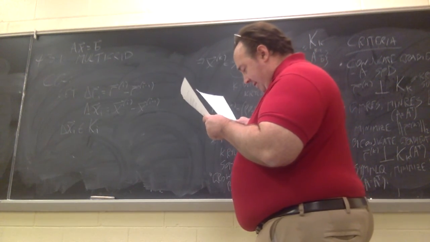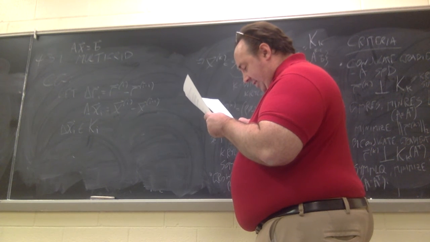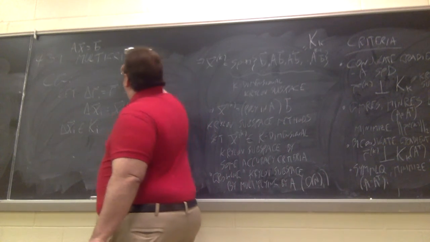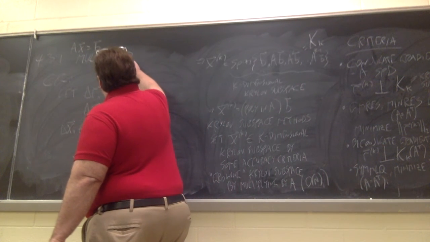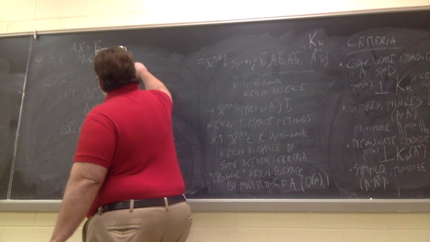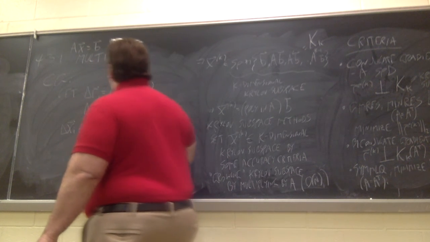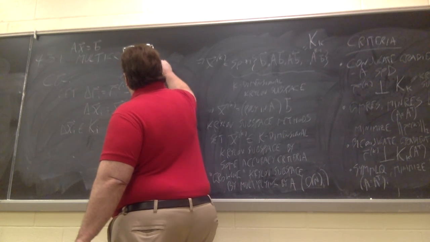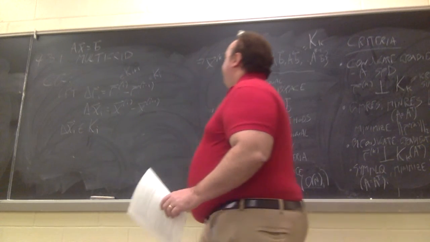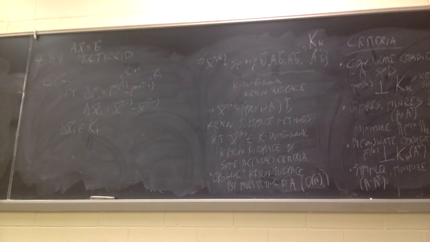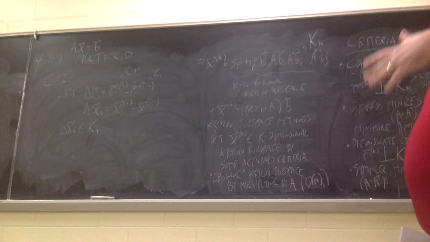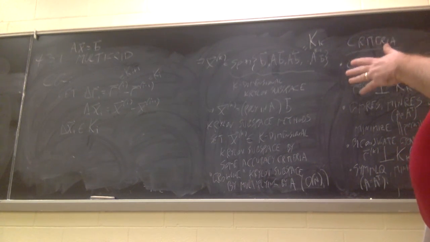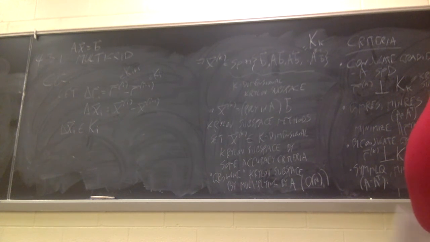Okay, now, each residual is in K_{i+1}. So the residual i is in Krylov subspace i plus 1. This is in K_i. That's because each residual is intended to be orthogonal to the entire Krylov subspace of dimension i.